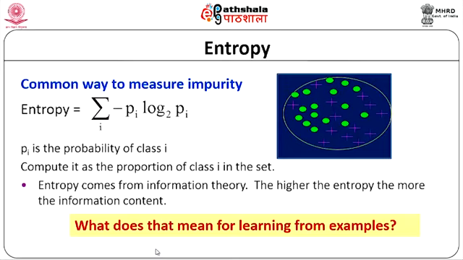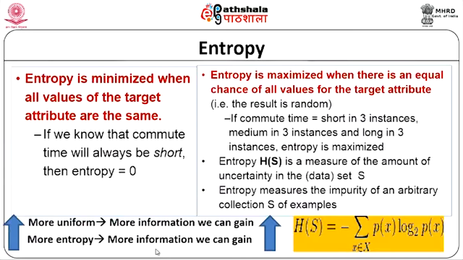So, what does this mean for learning from examples? We have taken a mathematical term and explained that this is entropy. What does this mean for learning from examples, which is the basis of our decision tree? Here, entropy is minimized when all values of the target attribute are the same, that means it is the purest. If we know that commute time will always be short, then entropy is equal to 0. So, entropy is minimum when purity is the maximum.